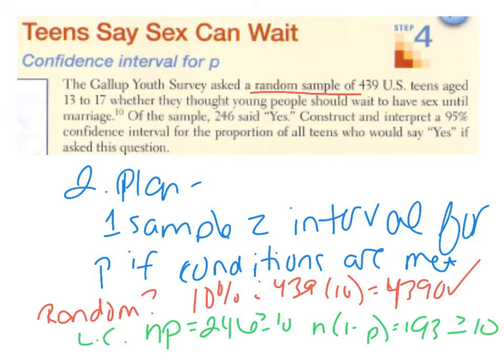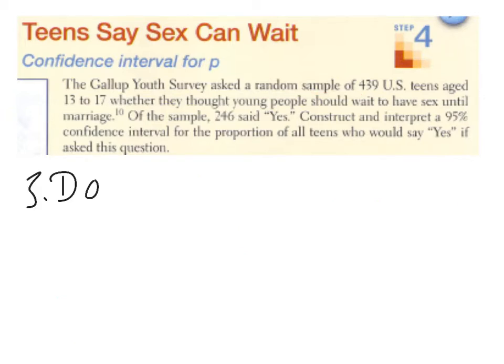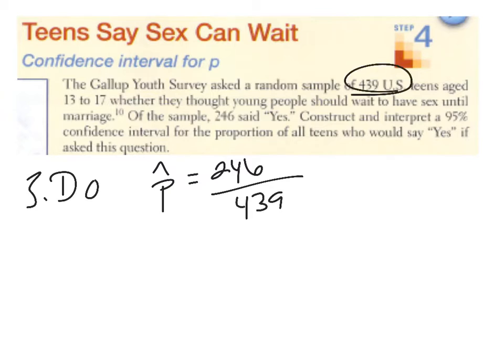So I've done my statement in part 1, I've planned it out in part 2, and my random conditions were met. Now I'm moving on to the do in part 3. So step 3 is my doing. My p hat for this is 246 over 439, over my total sample size, which gives me a p hat of 0.56.